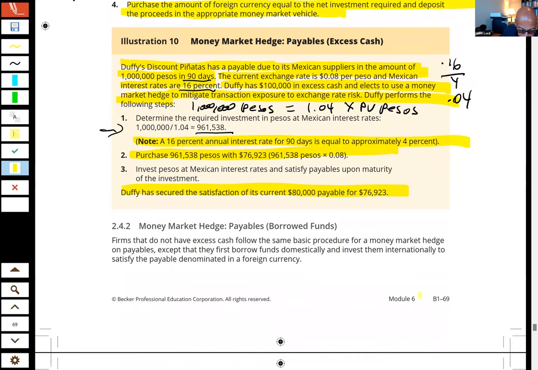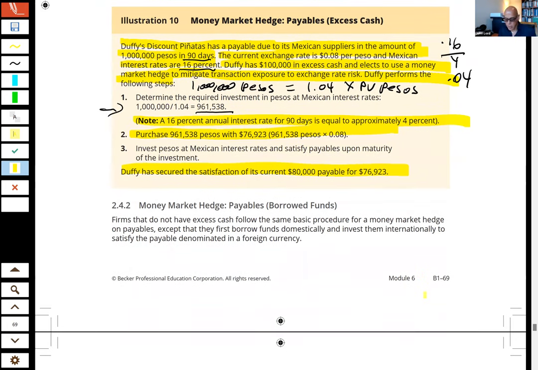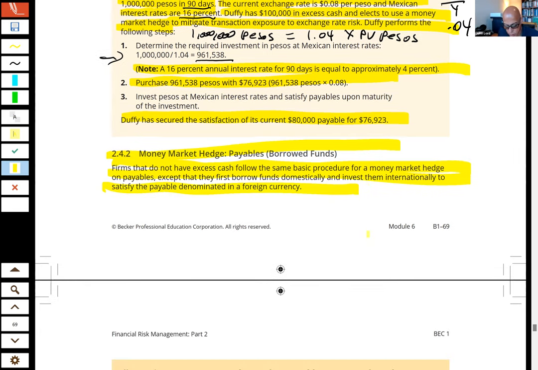Now we could accomplish an outcome, not the same, where we're going to have some savings and protect ourselves by borrowing the funds. We won't save as much because we have to borrow and pay interest, but we can still have some potential savings. So let's look at it from the standpoint of the borrowed funds. Firms that do not have excess cash follow the same basic procedure on payable, except they first borrow funds domestically, invest them internationally to satisfy the payable amount denominated in that foreign currency.